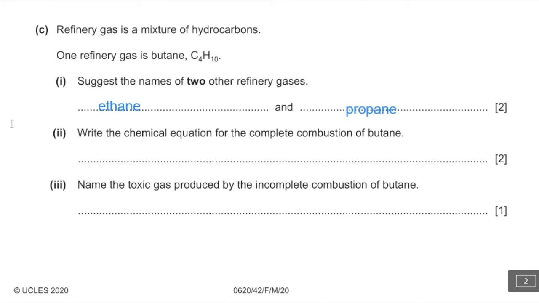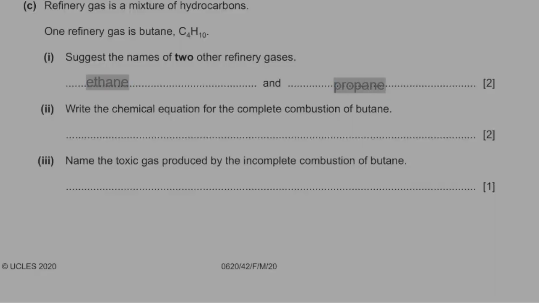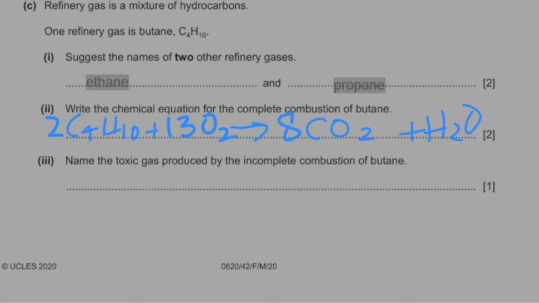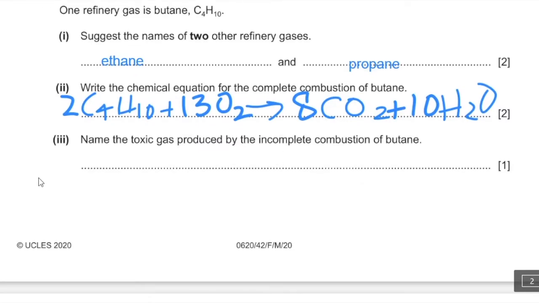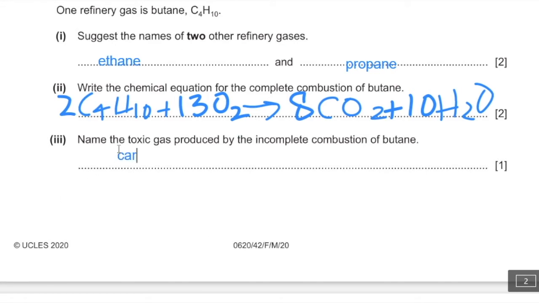2. Write a chemical equation for the complete combustion of butane. Alright, so we have C4H10 plus O2, which gives carbon dioxide plus water as the results. Alright, so we have 2 over here, 13 oxygen molecules and 8 carbon dioxide molecules, followed by 10 water molecules. 3. Name the toxic gas produced by the incomplete combustion of butane. This is carbon monoxide.